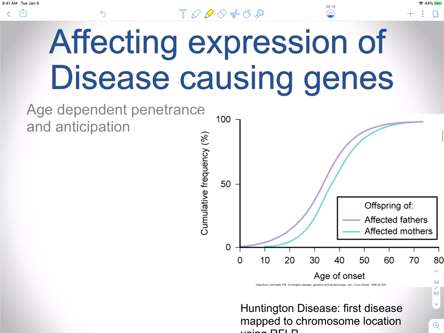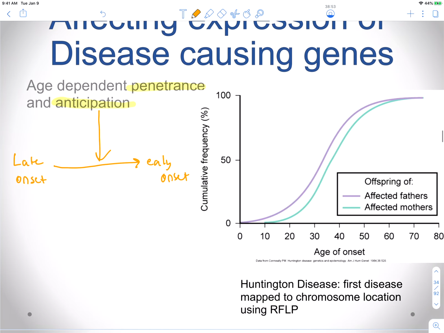Now, not only does age affect the disease expression, but there's also another term called penetrance and anticipation. So basically you have late onset, which is going to be your penetrance of the disease. However, if it also has anticipation, it can shift to early onset. So anticipation is, for example, in Huntington's disease.